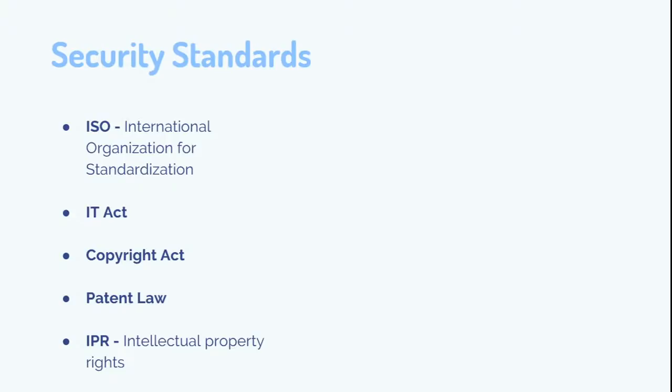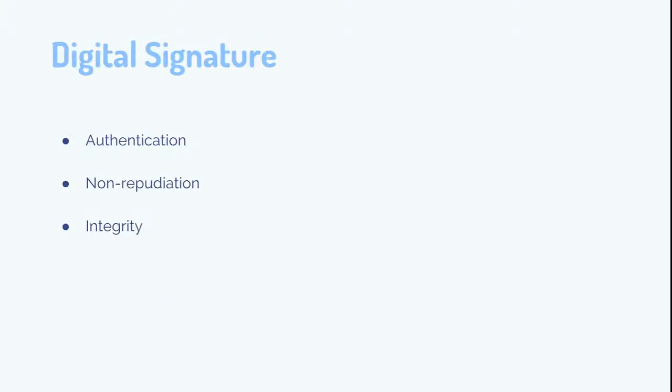And then IPR is nothing but intellectual property rights. Intellectual property rights cover a natural object or process or new useful thing that is not obvious. So these are some of the IPR, some of the security standards we are providing. Then digital signatures. For digital signatures, we can talk about authentication, non-repudiation and integrity. It's the same thing as fingerprint or pin passwords.